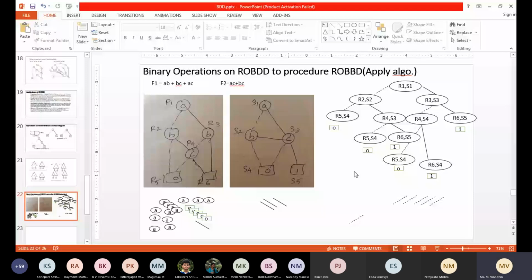Excuse me, ma'am. Yeah, tell me, Gautam. Here R4 comma S4. Can you explain that, ma'am? After that, I didn't get. R4 comma S4, this one? R4, you come here. R4 when it is 0, it is going to R5. So when it is 0, it is going to R5. But here it is written R6.